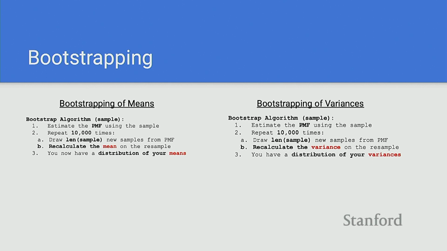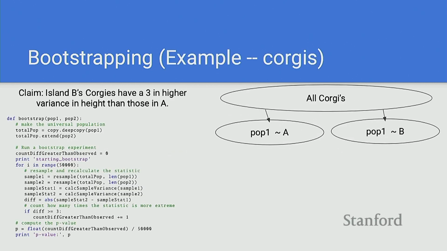So here's an example of how to do the Corgi problem that you saw in section. I realized that the Corgi solution that we had on the website is really jumbled up in Overleaf, so I took the solution and made an example out of it. Here's what we're going to state: there are 2 islands worth of corgis. We want to say that island B's corgis have a 3-inch higher variance in height than those in A. So if we look at the heights of the corgis in islands A and B, we want to assert the claim that island B's variance is higher by 3.